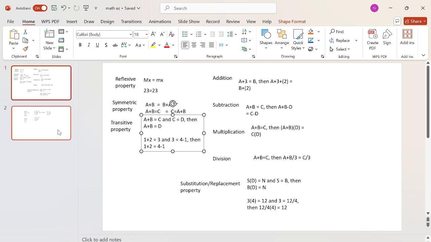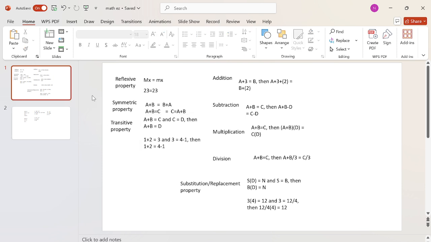So now let's do a quick review. So reflexive property means you can have a number. I have a question. Okay, what's the question?